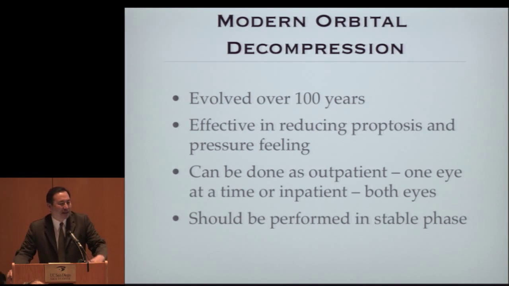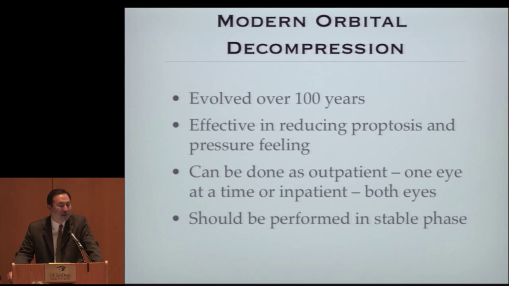And it actually, nowadays, is thought to be fairly effective in reducing the bulging, the chronic pain that patients get, the pressure feeling. And if you look at this, we've actually modified it so that it can be done as an outpatient. Before, patients were admitted to the hospital, they were required to be an inpatient. We still do that on occasion when both eyes are done, but if we do one eye at a time, we can do it as an outpatient. And it should be performed in the stable phase, the slide that Dr. Korn showed.